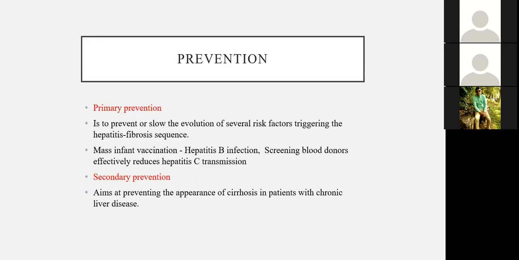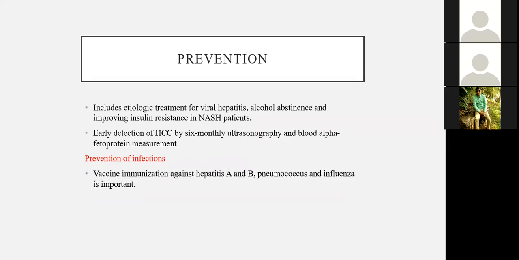The primary prevention is aimed at the prevention of the risk factors that trigger hepatic fibrosis. These include mass infant vaccination for hepatitis B infection. And also we have to screen the blood donors for hepatitis C virus before transmission. And the secondary prevention aims at preventing the appearance of cirrhosis in patients with chronic liver disease.